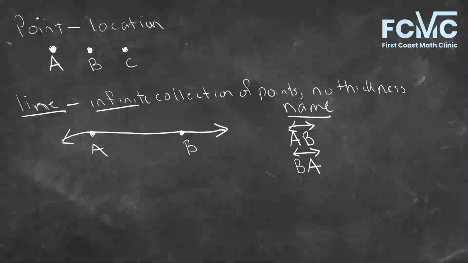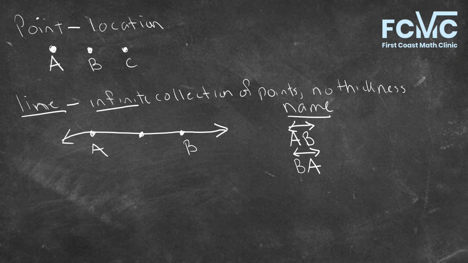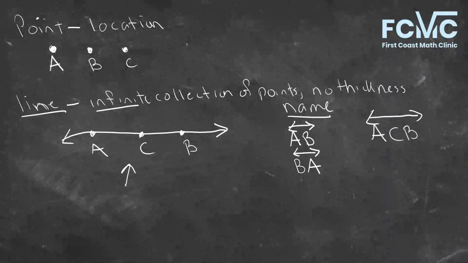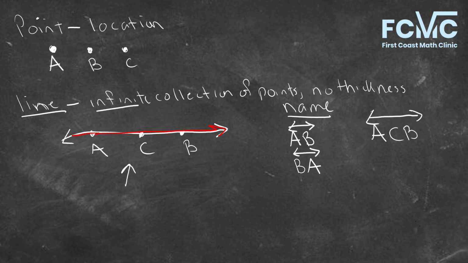Now let's say we have point C here in between A and B, and we still want to name this line. A common mistake students will make now is to use points A, C, and B, and name the line like this. Well, think about what we're doing, right? We want to name this line in particular, so let me do this in red so it's a little clearer. If I'm naming all the points from A to B, past B, and past A, an infinite collection, I have to go through point C, right?